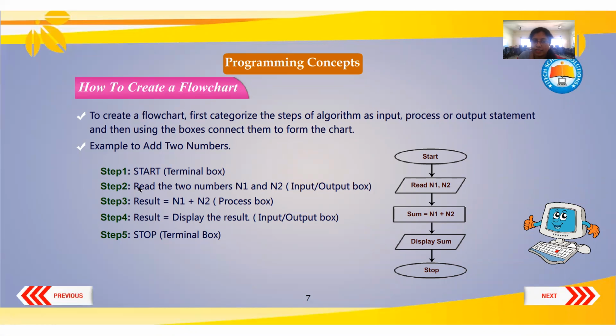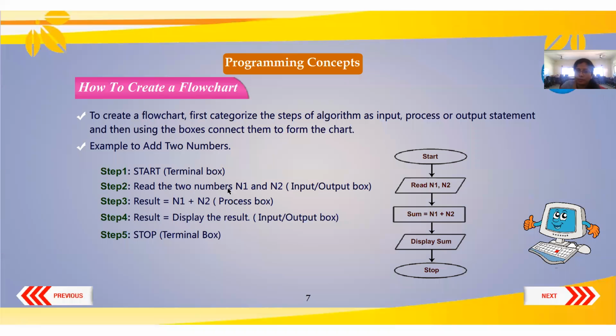This way, you should always categorize your steps and accordingly, you can place your instructions into your flow charts. Now, let us take this example of adding two numbers. So first is your start, which is your terminal box. Read two numbers, N1 and N2. So we are asking the computer to read two numbers, N1 and N2. Result is equal to N1 plus N2. So this is process. Yes, the process of addition happens over here.